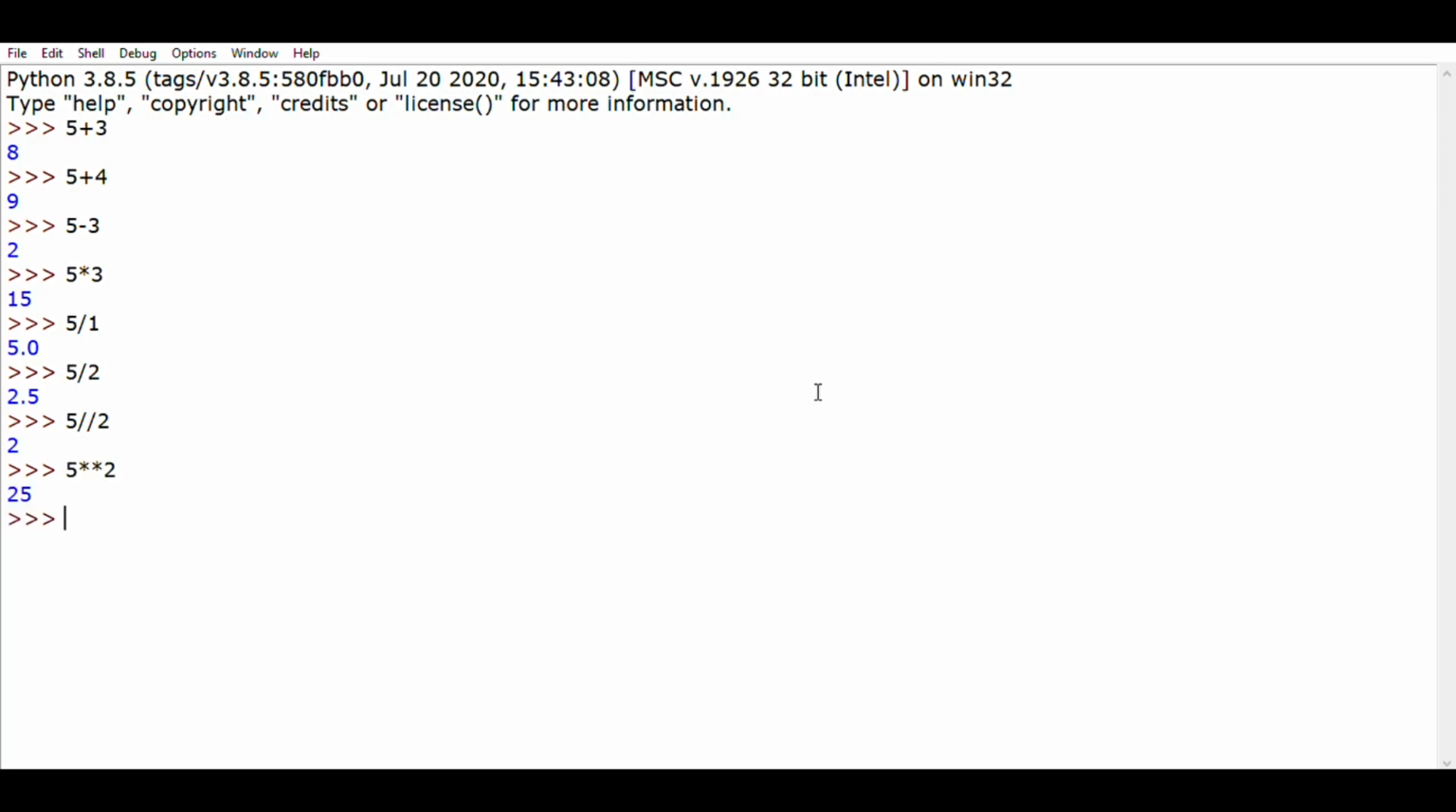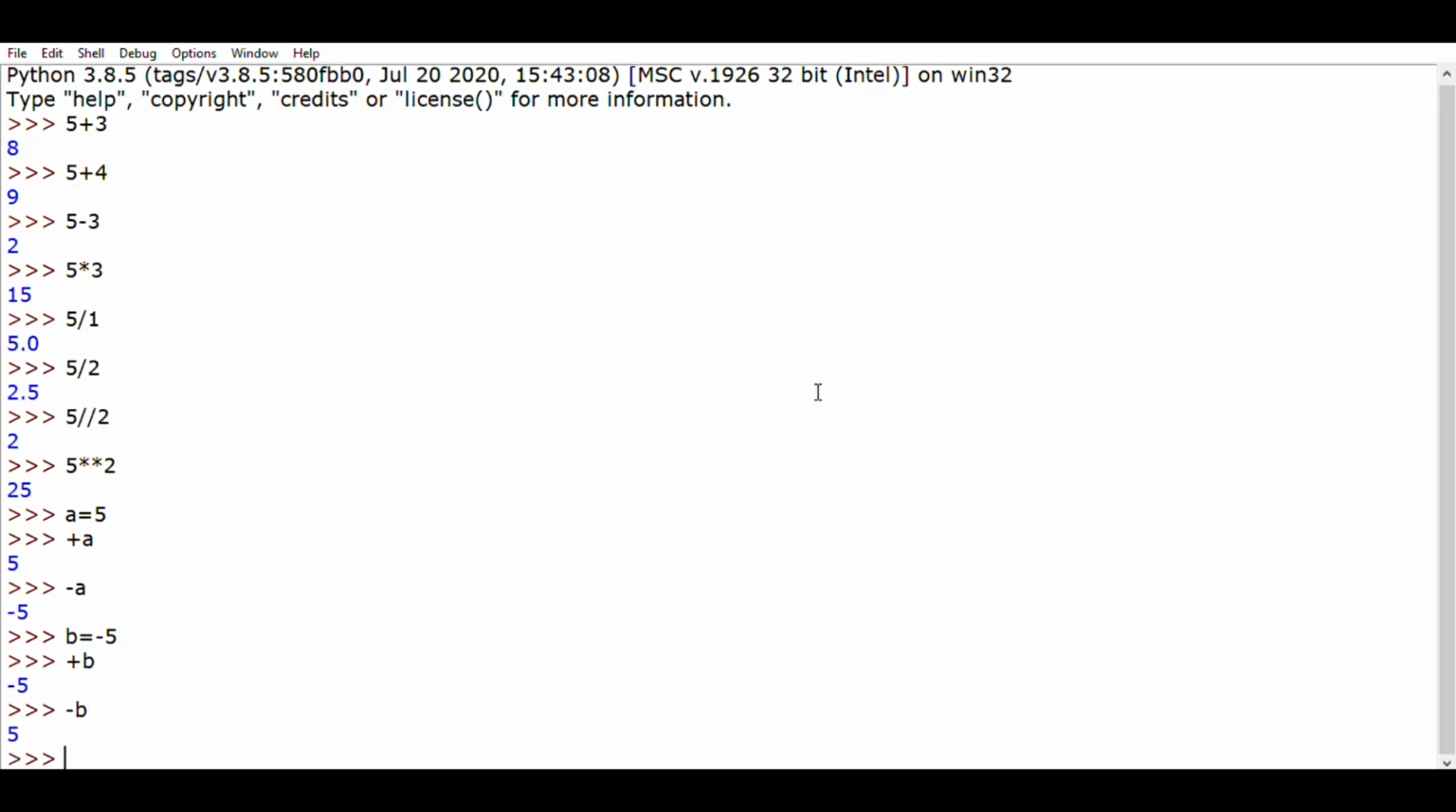Now we will be looking at ternary operator. So suppose I have a variable A which has 5 and I want to display what is plus A, it will give me 5. This is ternary plus. Now I want to display ternary minus. So I'll do minus A and I'll get minus 5. Okay, suppose B is minus 5 and I want to display ternary plus, I'll get minus 5. If I want to display ternary minus, I will get plus 5.